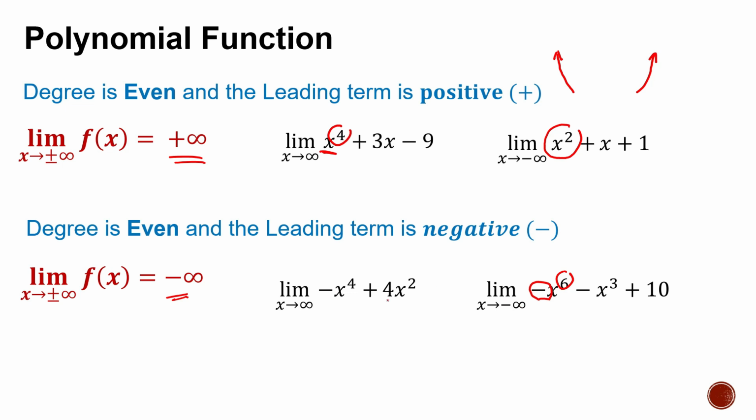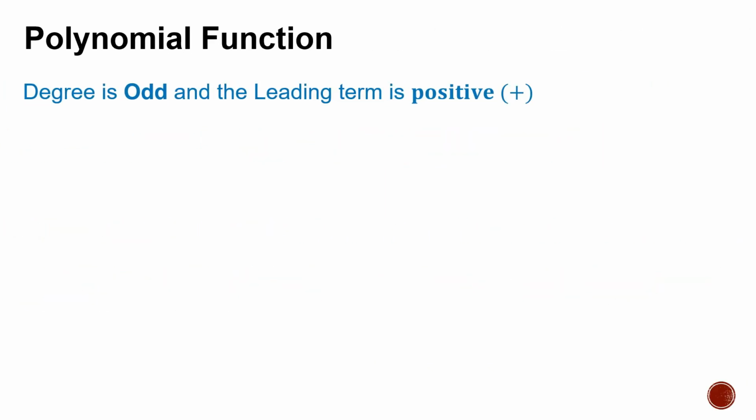And maybe you're wondering why. Again, my suggestion is to graph this too, and you will see that the ends of the graph look like this. So both ends are going towards negative infinity of y. Now what if the degree is odd and the leading term is positive? The limit of that function as x approaches positive infinity is positive infinity.